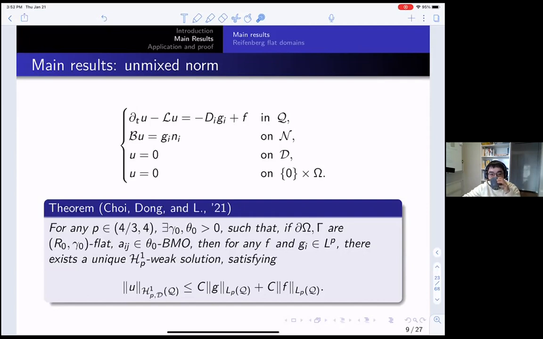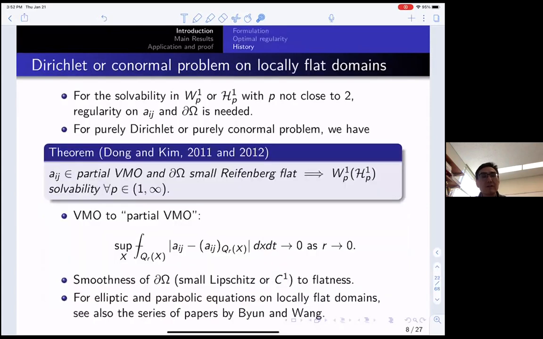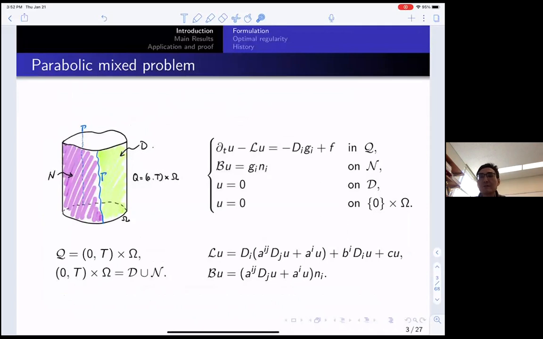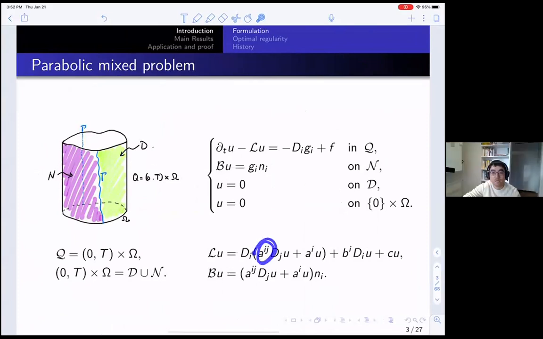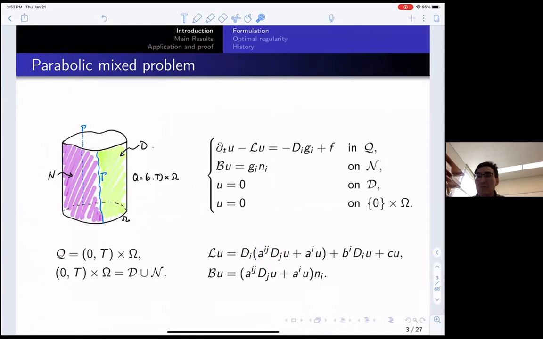I see. You don't have any information about this Reifenberg-flat, this coefficient, anything like this gamma zero, how small? Yeah, actually the BMO. I mean the domain or the interface, you have this Reifenberg-flat, right? Is there any quantitative information? No. I see. It just is sufficiently small.